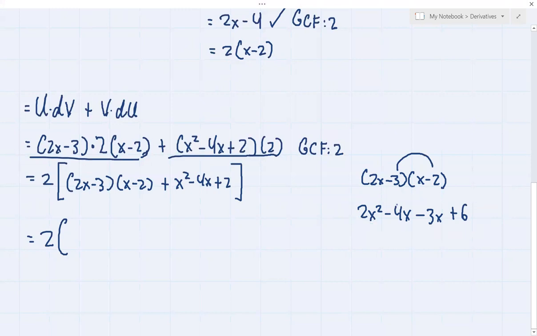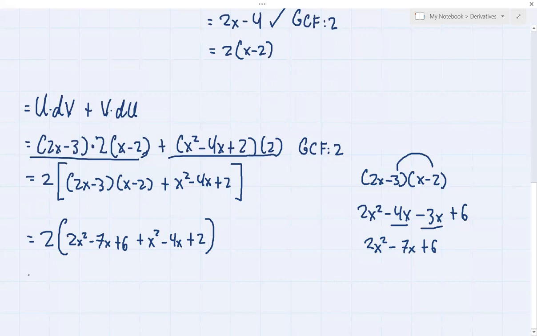Now, let's simplify further. Negative 4x and negative 3x, what are they? They are similar terms. So, let's combine them by adding them together. So, it becomes 2x squared minus 7x plus 6. Therefore, you have 2x squared minus 7x plus 6 as the expanded form for these two binomials. So let's copy the other terms.